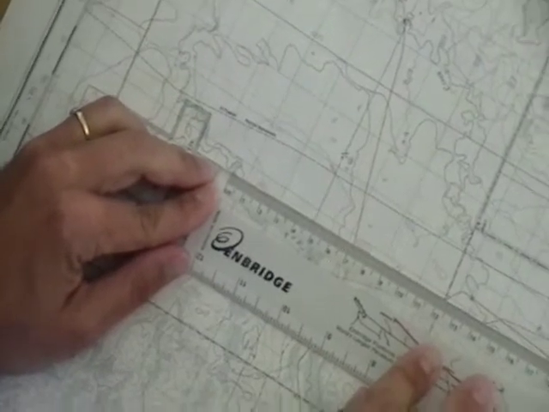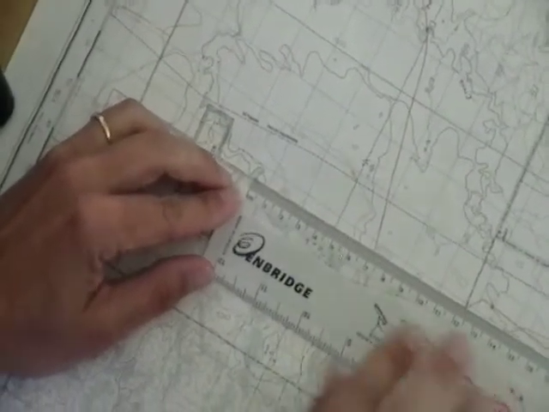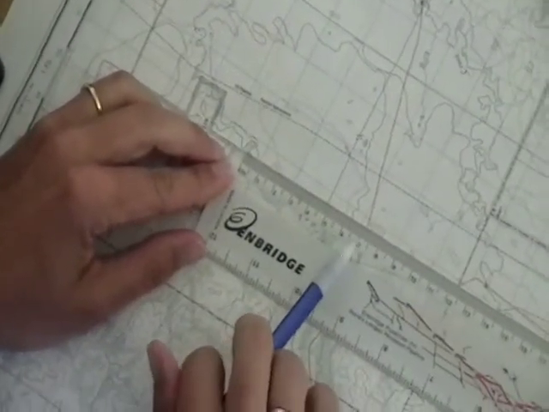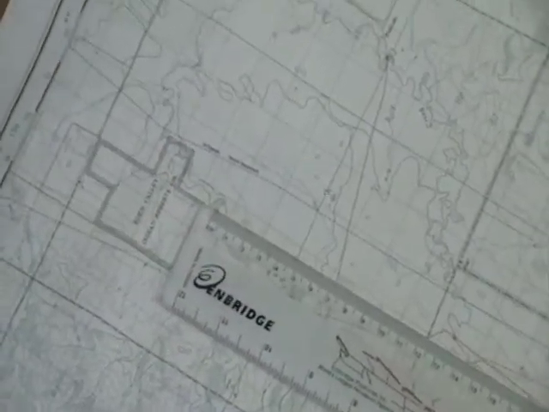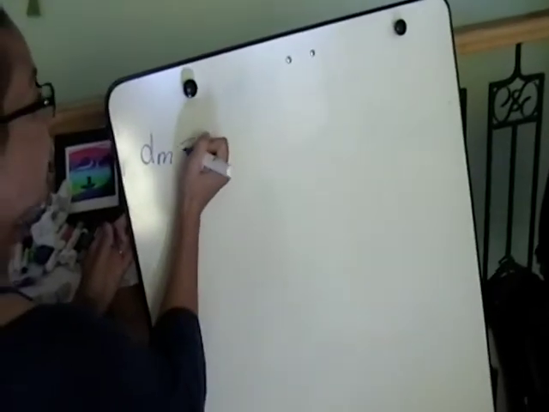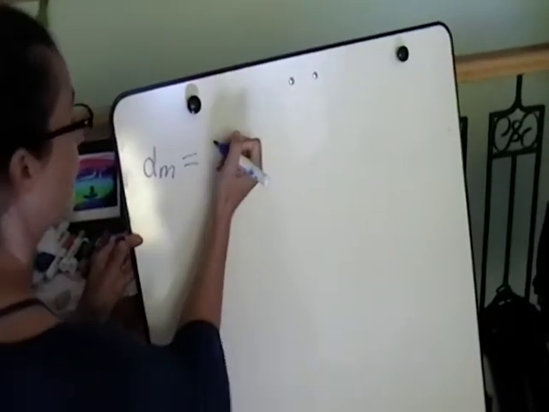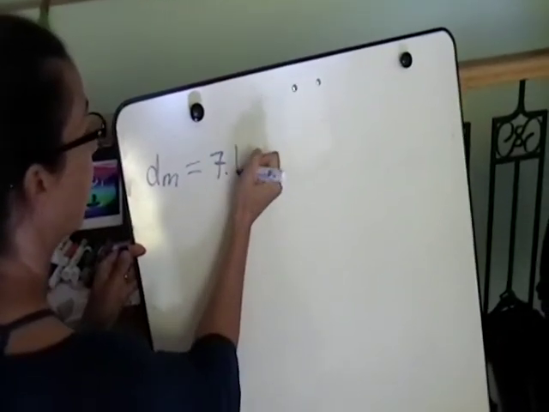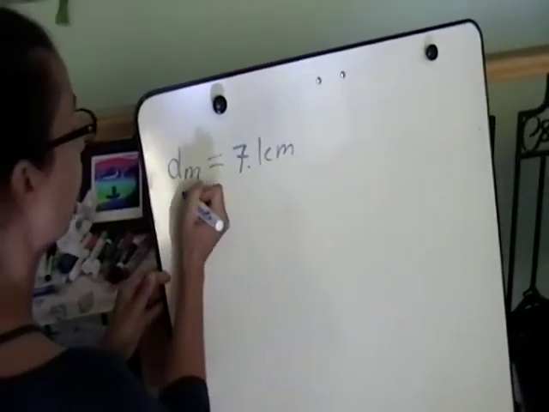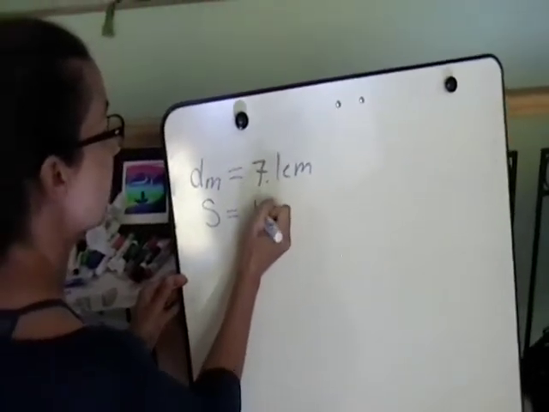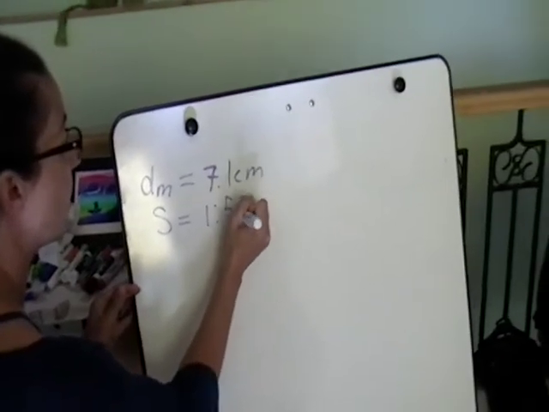So if we read this, I'm doing this in centimeters. If we read this, I can see that it is 7.1 centimeters on the map. So I'm going to write that down. If we come up to the board, my distance on my map is equal to 7.1 centimeters. We know that the scale is 1 to 50,000.